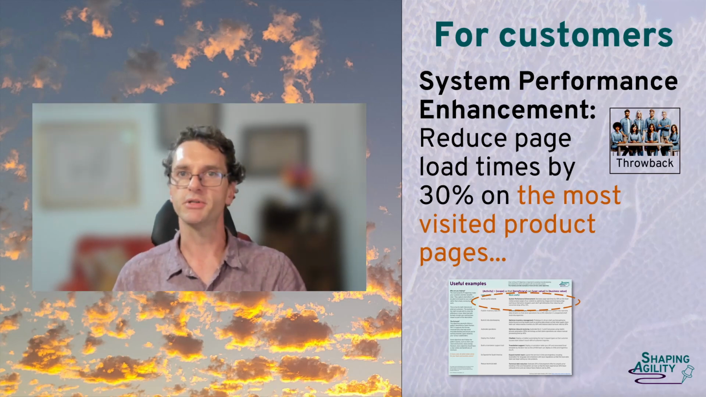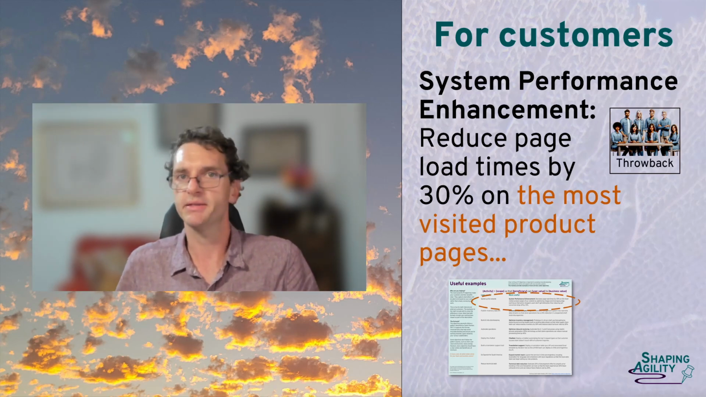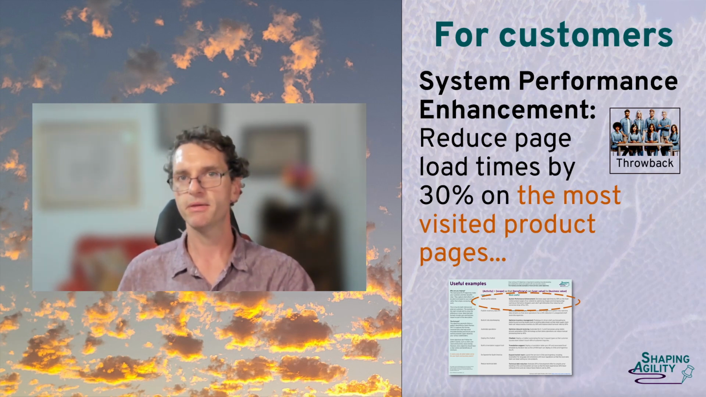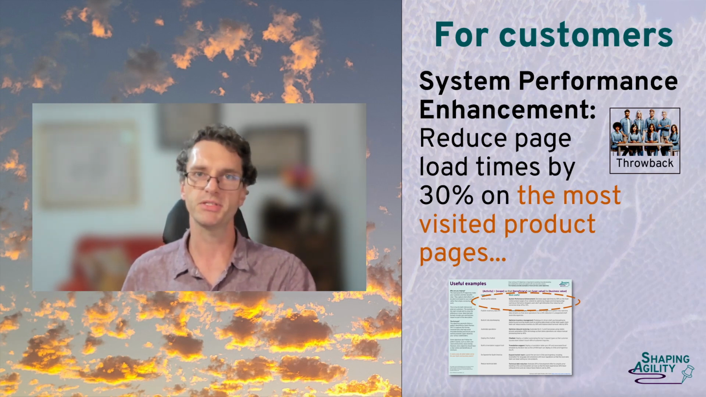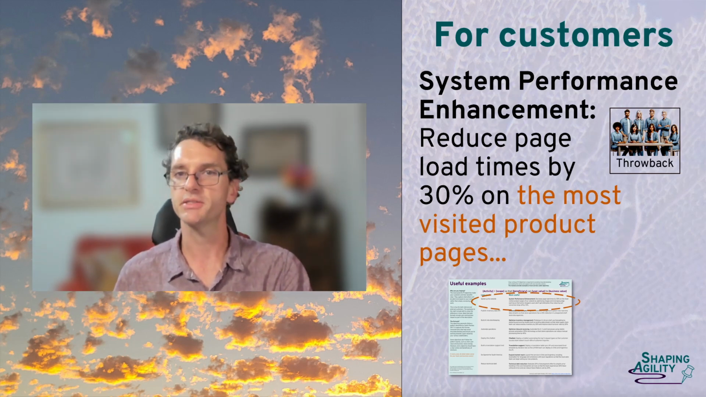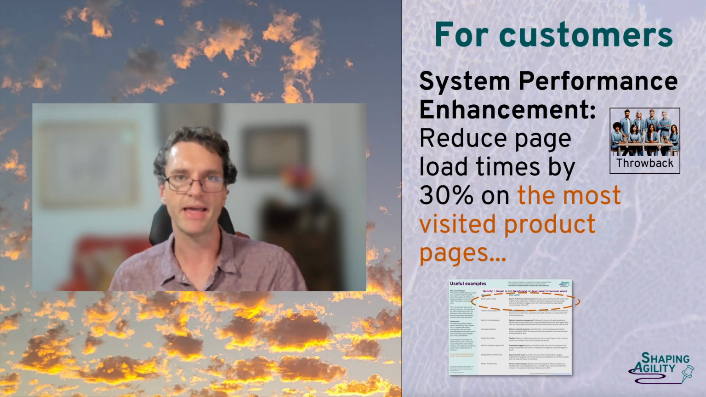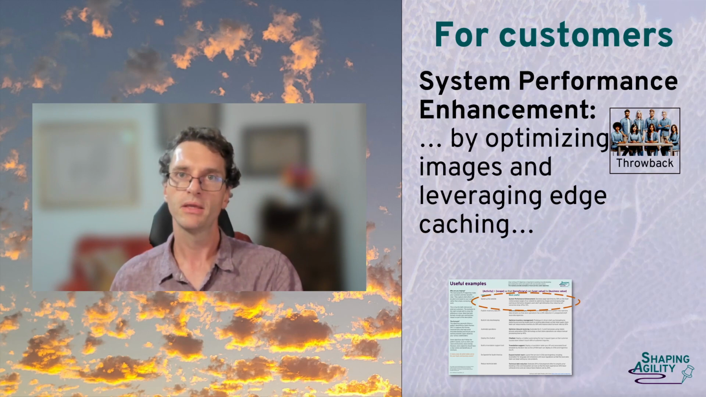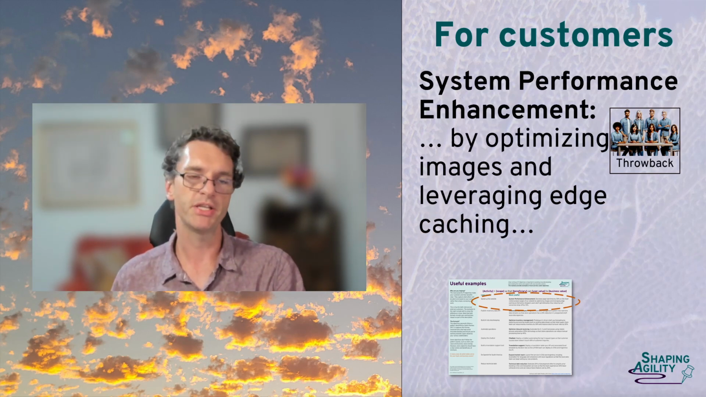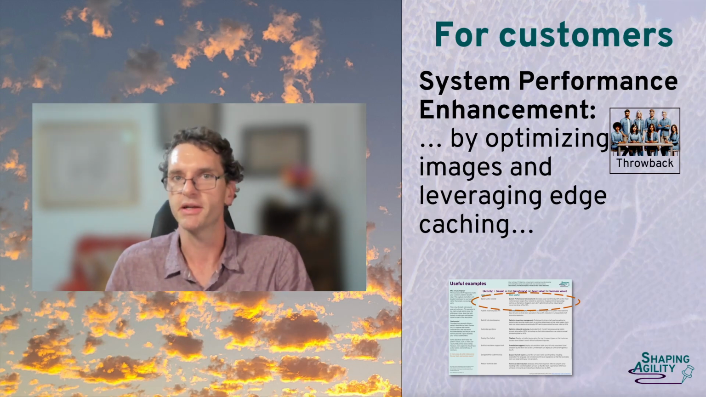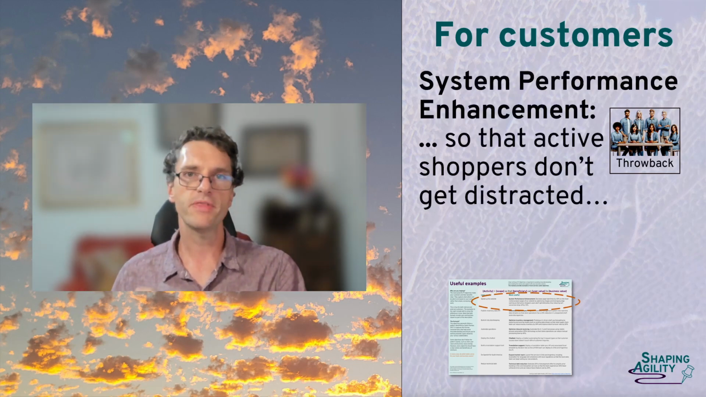First, this one's for customers. We want to do something to enhance system performance. Team Throwback is doing this, and they want to reduce page load times by 30%, very specific, on the most visited product pages. Again, specific and relevant. The business owner gets a pretty solid idea exactly what you're talking about there. By optimizing images and leveraging edge caching, okay, I'm specific, I got a feel for what you're doing, I bring some trust and confidence there, so that active shoppers don't get distracted.